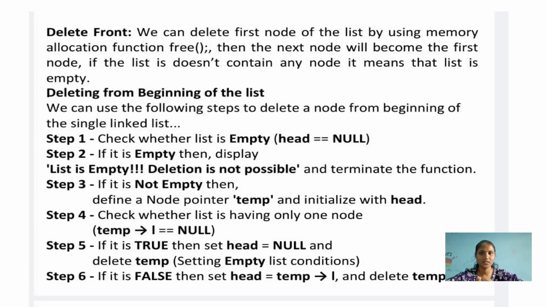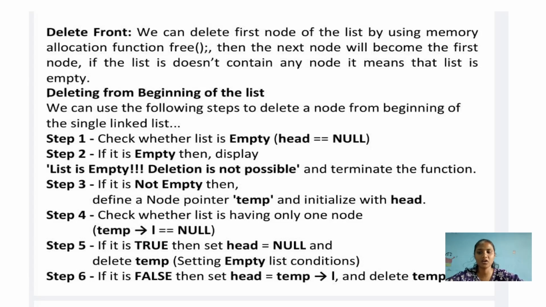Now coming to the deletion operations, we perform two operations, delete front and delete rear. Coming to delete at front, we can delete the first node of the list by using the memory deallocation function free. Then the next node will become the first node. If the list doesn't contain any node, it means that the list is empty. First, we need to check whether the list is empty or not. If the list is empty, then display list is empty, deletion is not possible, and terminate the function.